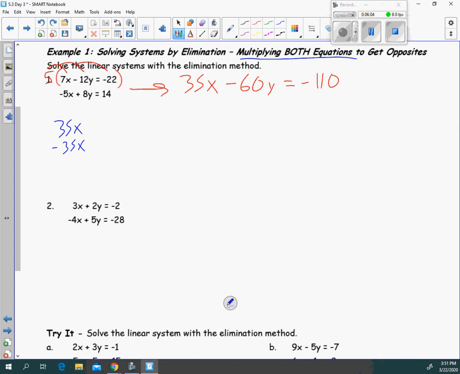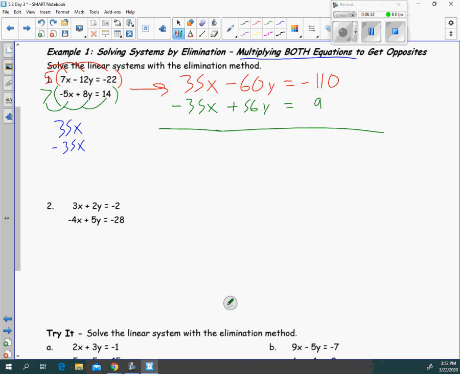The reason I did that is because now I have a 35x on top. Well, hey, guess what? I want to make that 35x on the bottom. So I'm going to multiply that by 7. I'll do distributing underneath. When I distribute underneath, that gives me the negative 35x. Ding, ding, ding. That's what I wanted. And then I'm going to get plus 56y equals 7 times 14. What is that, 98?